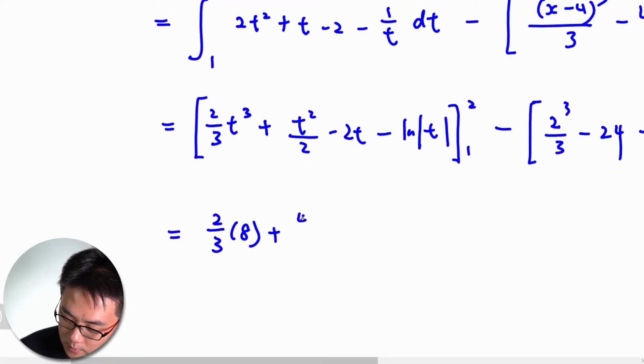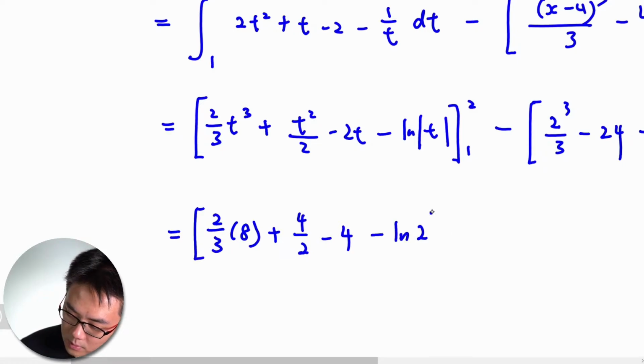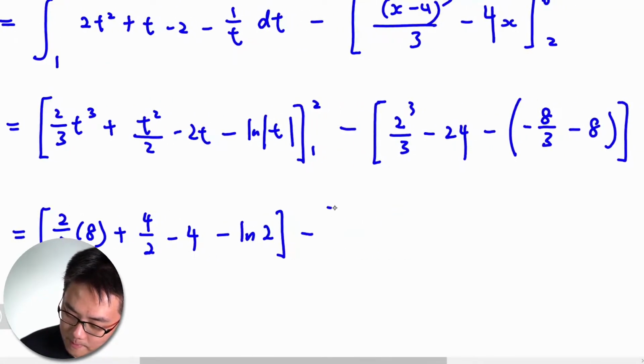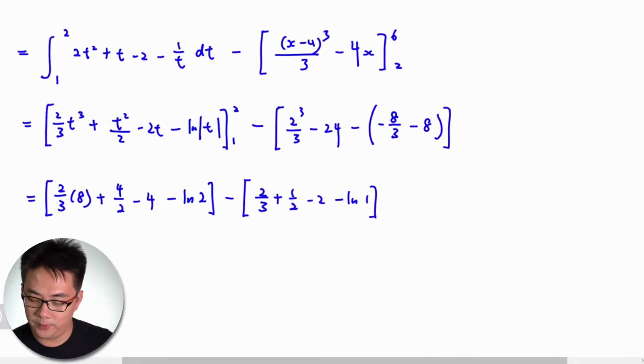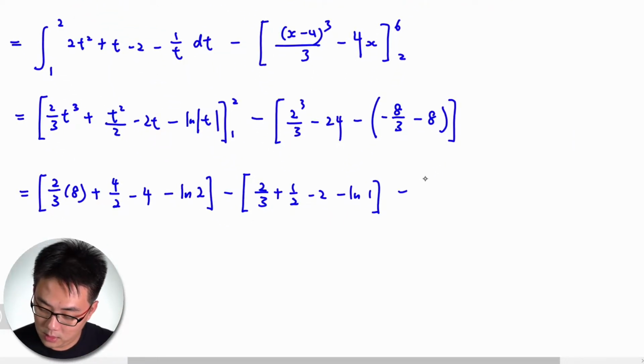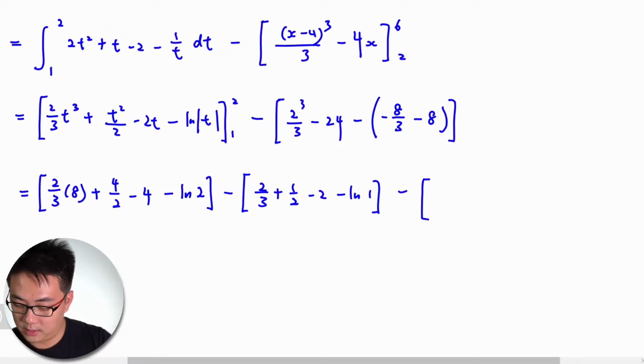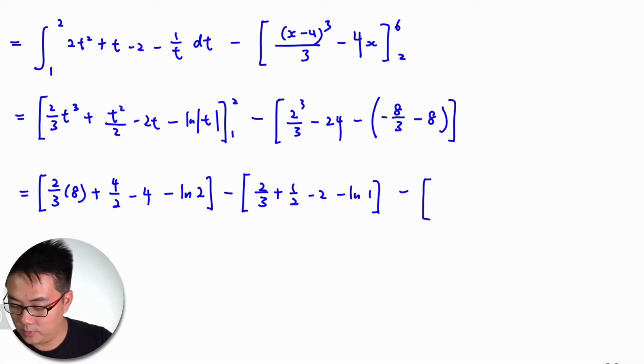plus 4 over 2 minus 4 minus ln 2 minus of 2/3 plus half minus 2 minus ln 1. Ln 1 is 0, so can leave it at 0. Then I'm just gonna key in calculator for the back part. Minus 8 over 3 minus 8.